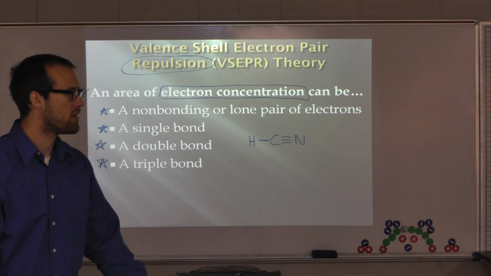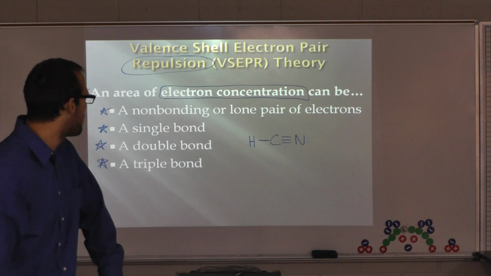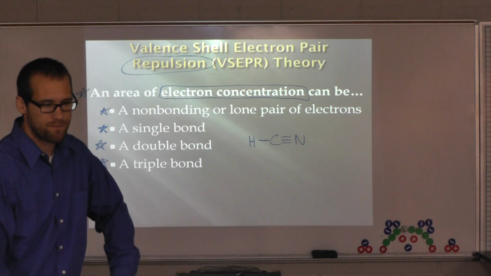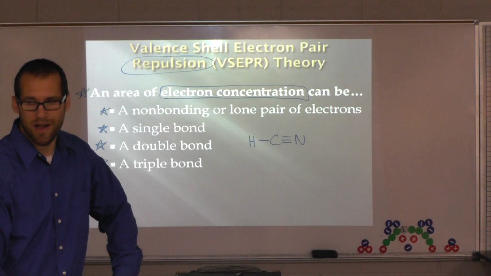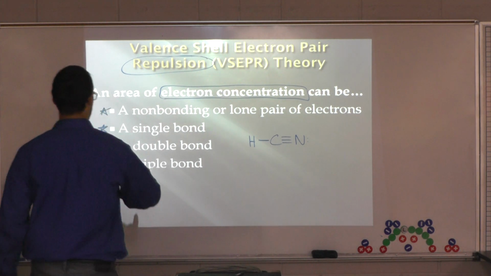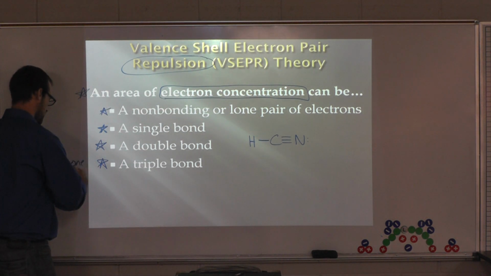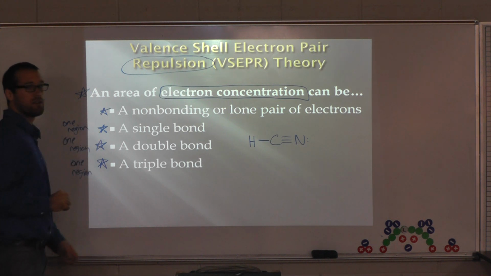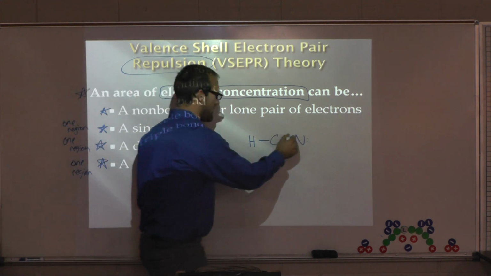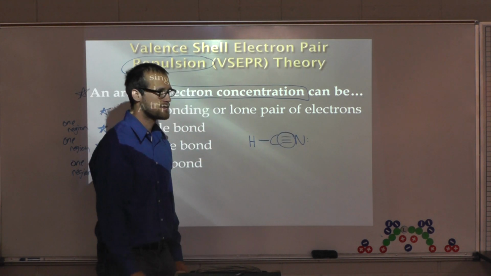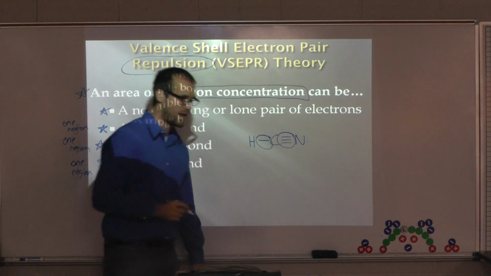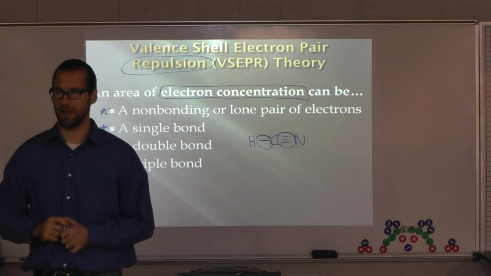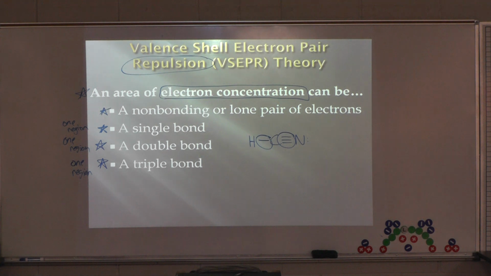2. But Mr. Kramer, isn't there a triple bond? Doesn't that mean there are 4 regions? No. What I'm trying to say here is a triple bond is one region. A double bond is one region. A single bond is one region. Are you getting the picture here? Is this area a region? Yes. Is this area a region or a location? Yes. So it has 2 regions of electron concentration.